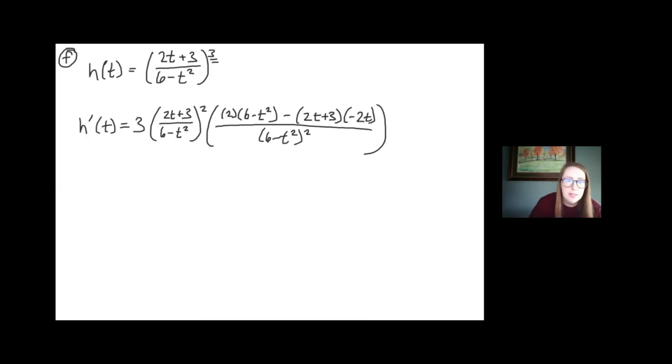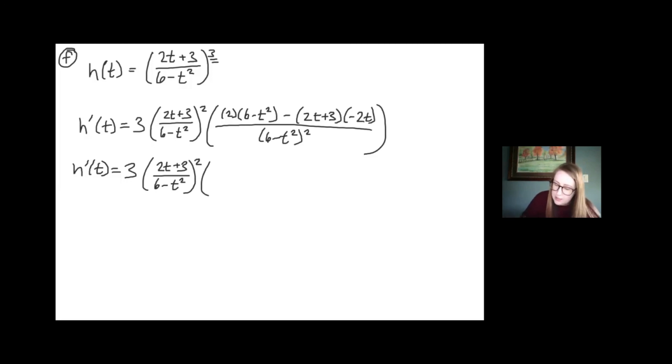Okay, so let's simplify this as much as we can. It won't be as much as the last one, but in the numerator of this second fraction, we can do some simplifying. So the first part is going to stay the same. There's not really much we can do to simplify this. All right, and then let's distribute this 2 to get 12 minus 2t squared.